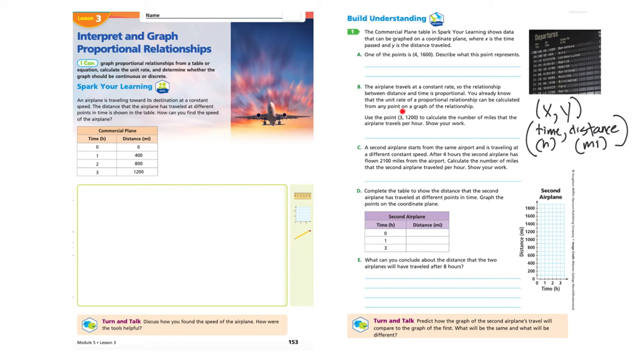So instead of 3 here, they want 1. So how would that change? What would be the unit rate if you wanted this x coordinate to be 1? What would this y coordinate be?